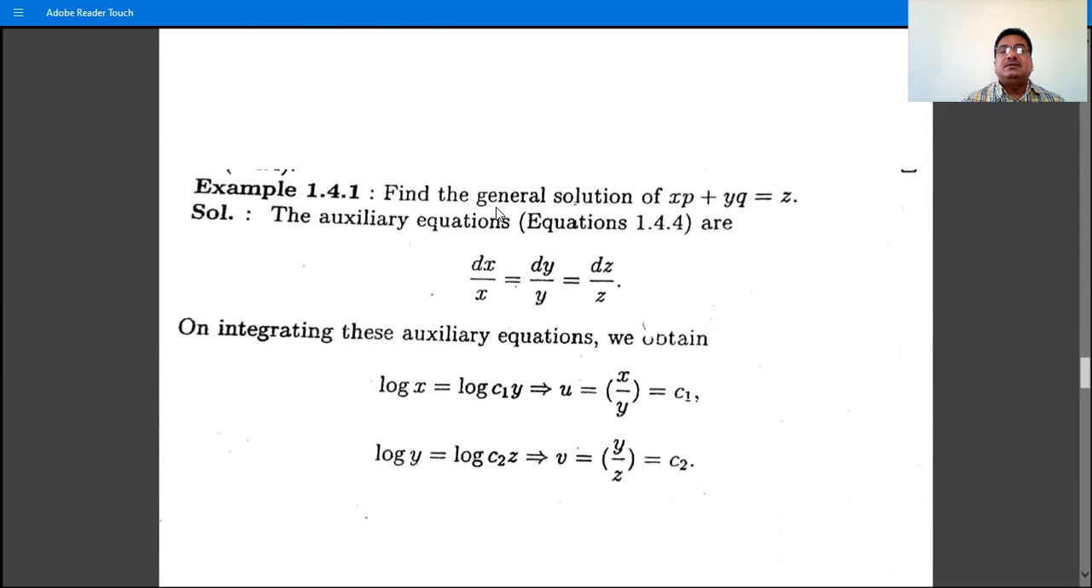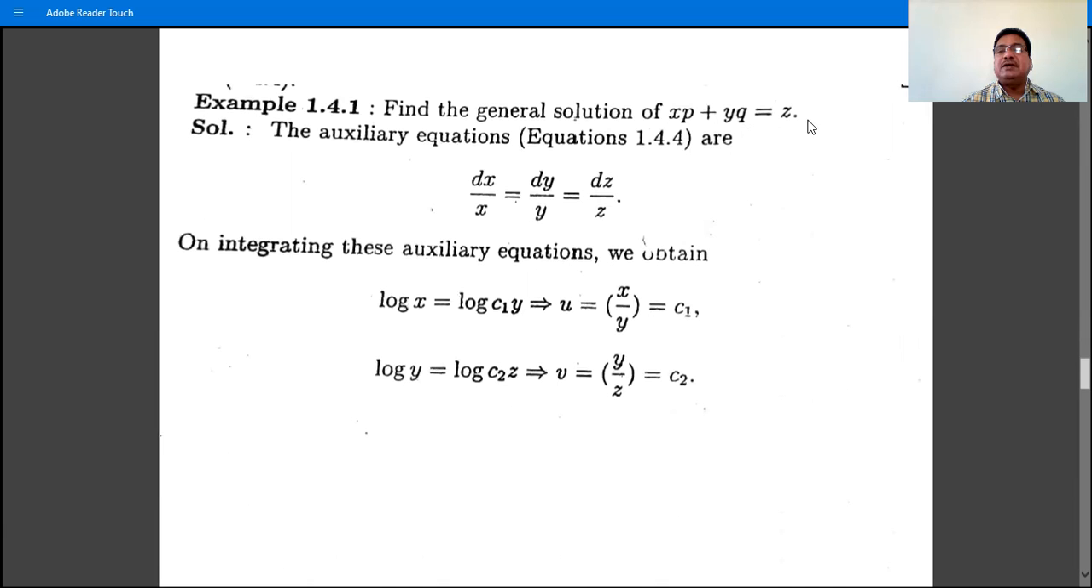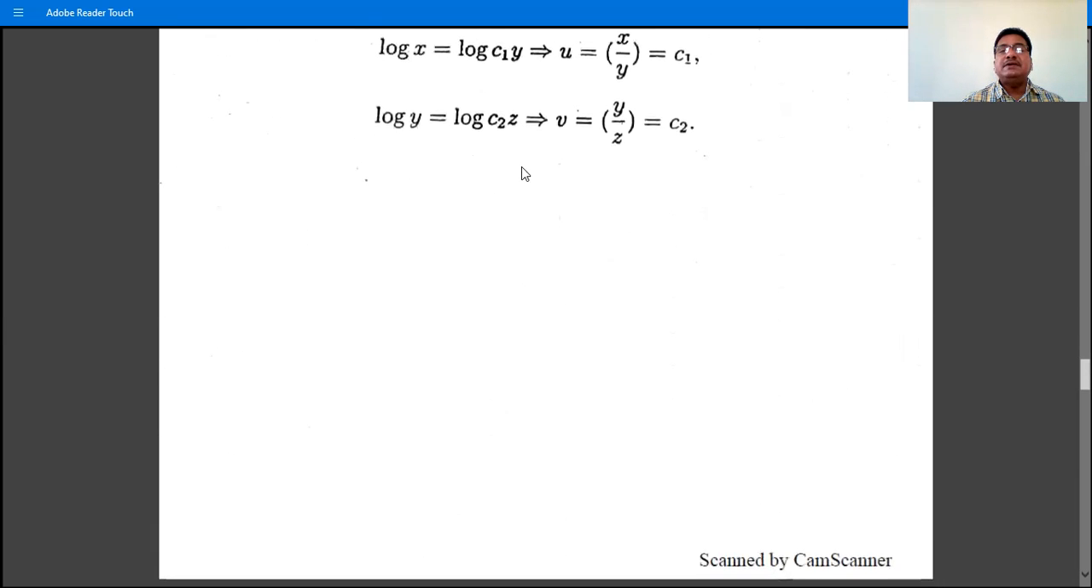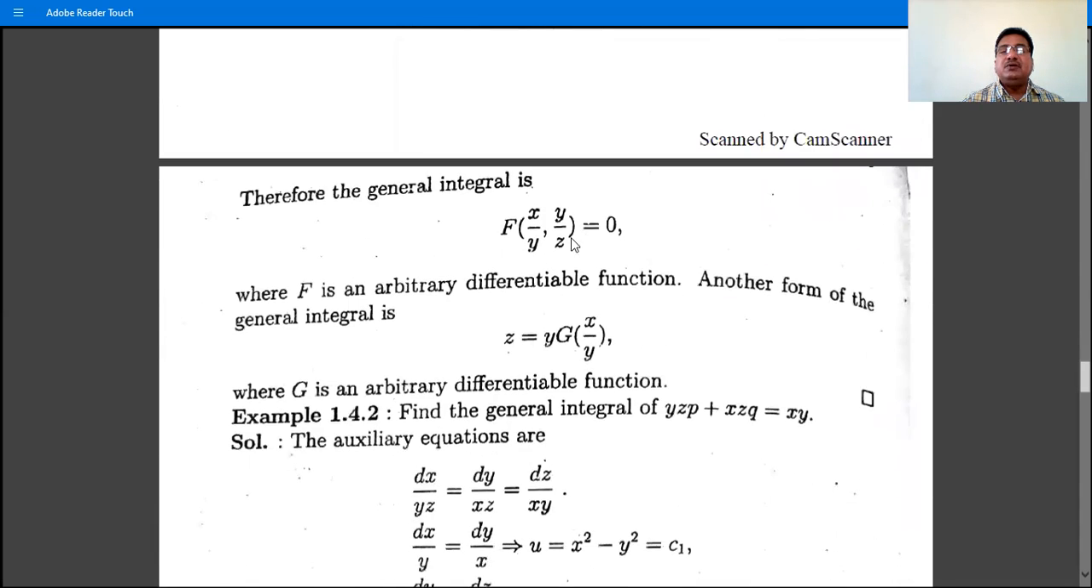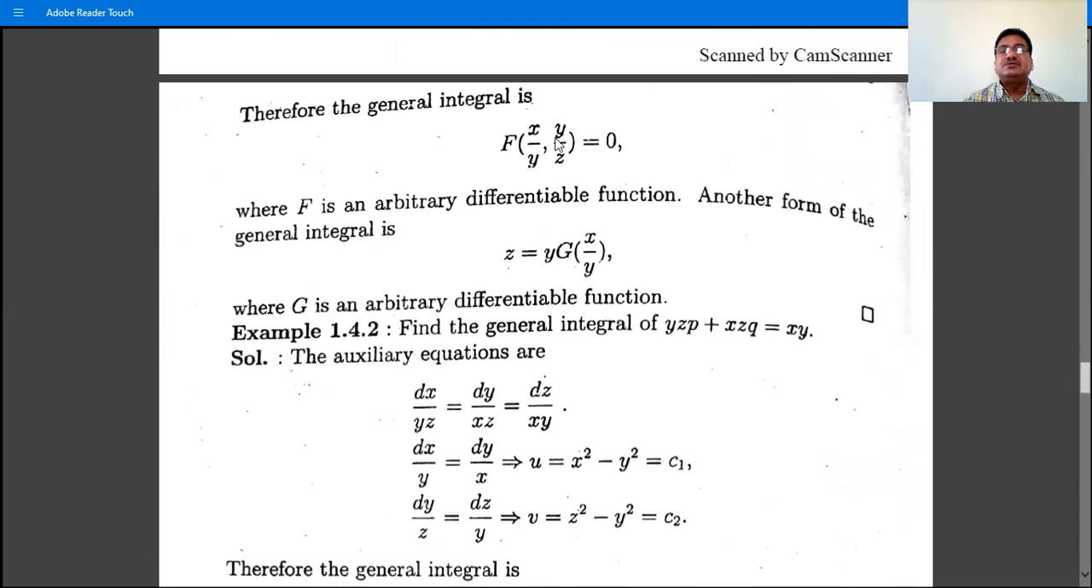Find the general solution of xp + yq = z. This is a problem of the type Pp + Qq = R. Then write the auxiliary equation and find two linearly independent solutions. Then f(u, v) = 0 is the general solution. How can we write this f(u, v) = 0? We can write z = y φ(x/y). So there is no need of writing this format; directly write this as the final solution.